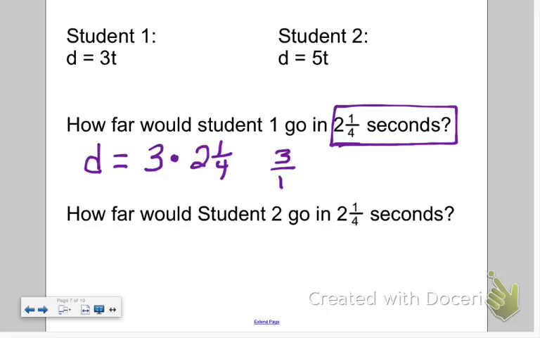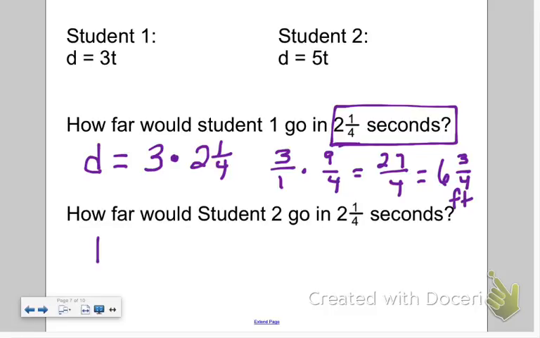That would be 3 over 1 times 9 over 4, because I have to turn my mixed number into an improper fraction. 3 times 9 is 27. 4 times 1 obviously is 4. And I would have to turn that back into a mixed number because I can't leave an improper fraction in my answer. 4 goes into 27, let's see, 6 times, with 3/4 left over. So 6 and 3/4 feet.